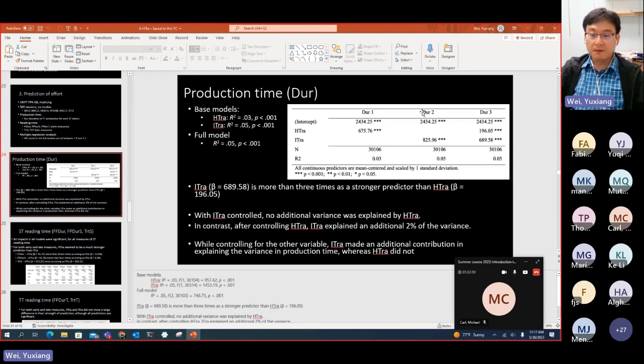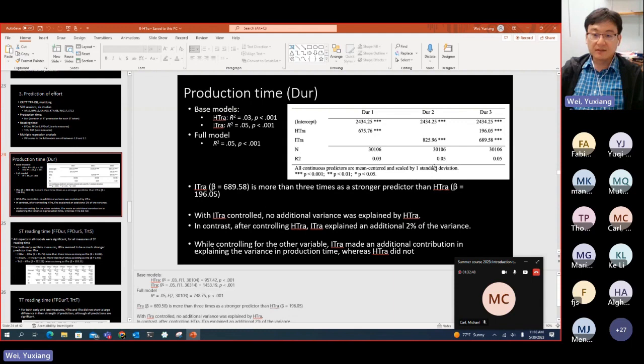These are the base models. This is the full model. This base model in Dura1 has HTra as an independent variable and duration as dependent variable. This part has ITra as independent variable and duration as dependent variable. So that means ITra seems to explain a higher percentage of the variance in the dependent variable. And what we can see in the full model is that the coefficients show a big difference between these two.